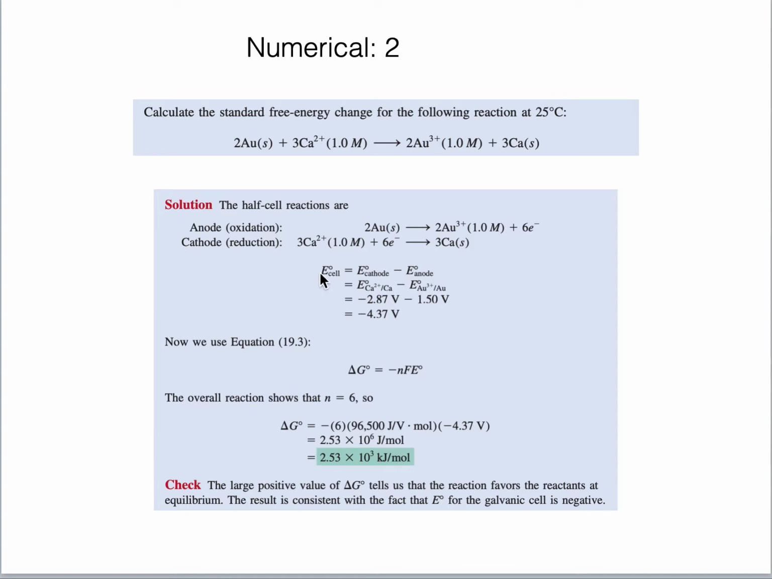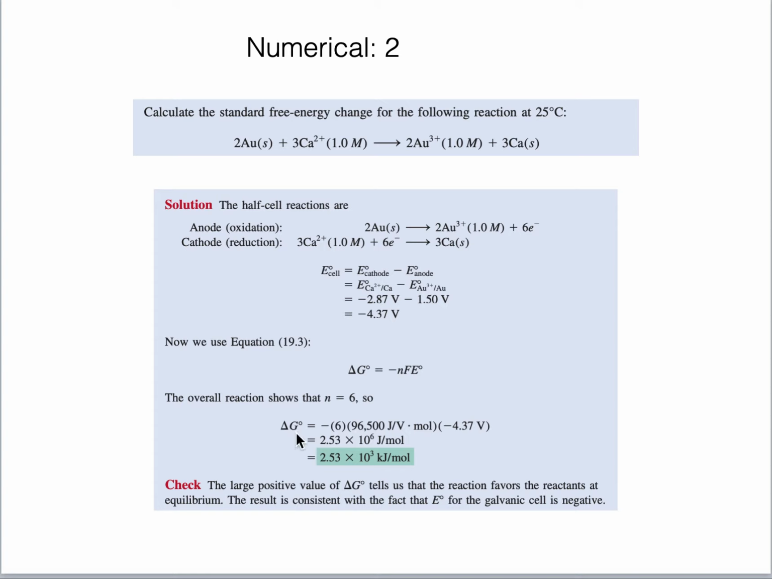So we write the formula for E naught cell is equal to E naught cathode minus E naught anode, and taking these values from electrochemical series, we can calculate the E naught cell, which is minus 4.37 volt. Now putting this value of E naught cell into this formula, delta G naught can be calculated as given here. We have calculated N, which is 6, right? And then F is Faraday's constant, 96500 coulombs, and then we multiply it with this E naught cell, which is minus 4.37, and the value comes out to be 2.53 into 10 to the 3.